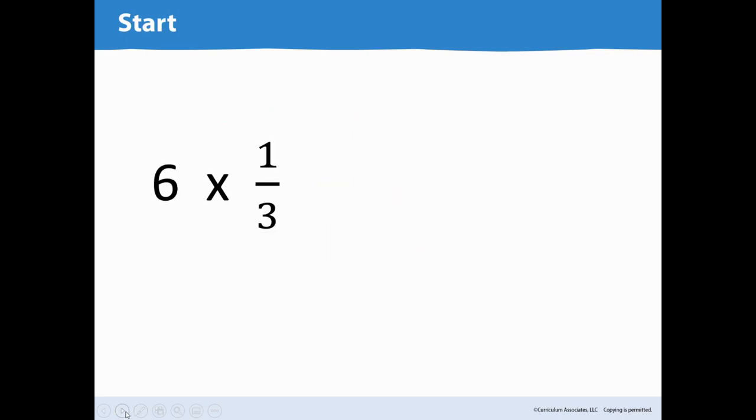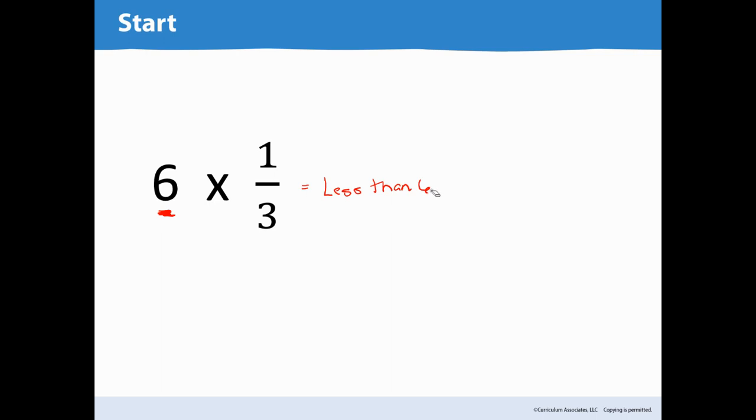Now, let's break this problem down just real quick here, because I want to make a point. If I'm looking at the number 6, I'm only looking at the number 6 here, and I multiply it by 1/3, well, my answer is going to be less than 6 because I'm only looking at the number 6.